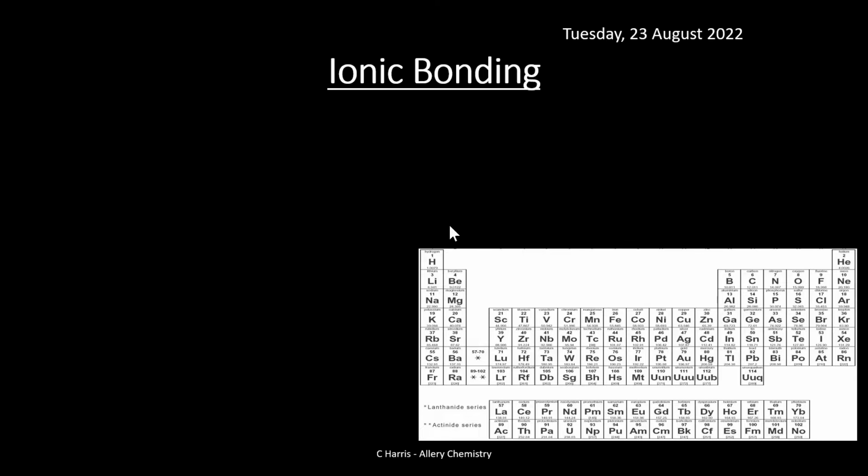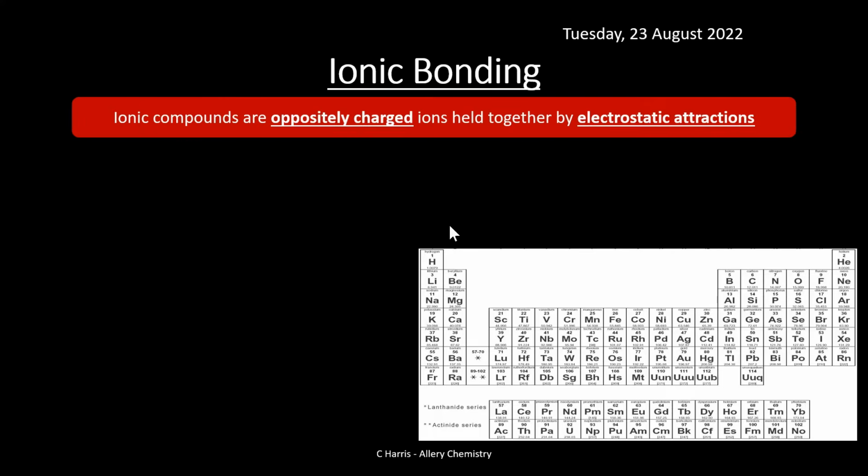So bonding is quite an important part of chemistry because it's how atoms and ions join together, and it's how we create molecules, and that's fundamental to chemistry. So one of them is ionic bonding. And ions, as you've seen earlier in topic 2, are charged particles, but ionic bonding is where you've got oppositely charged ionic entities, and these are held together by electrostatic attractions.